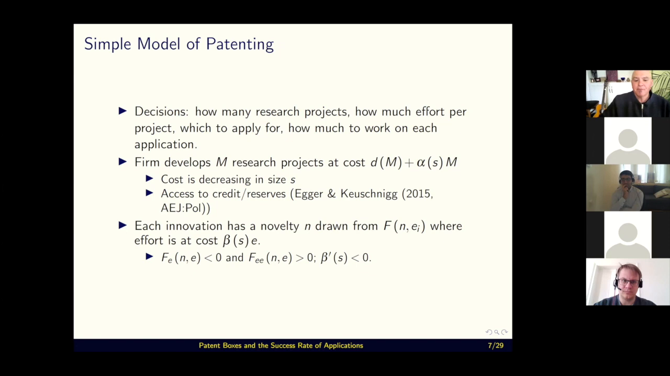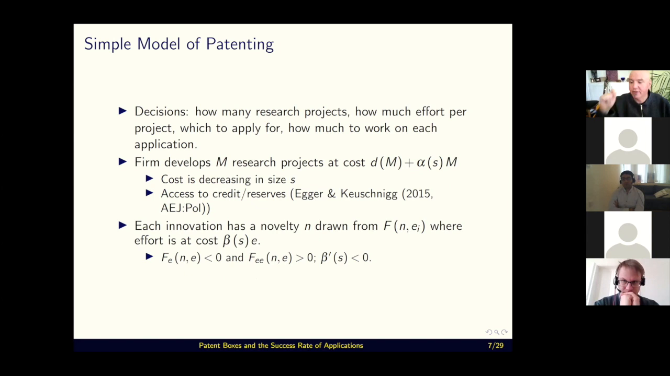Now, each innovation comes up with a novelty level, N, and that's drawn randomly from a distribution. But the more research effort you put into a given innovation, which again is going to be easier for big firms, you change the probability of coming up with a good idea. You shift the overall distribution. So the more effort you put into a given project, the better the chance you come up with a winner, with a highly novel idea.